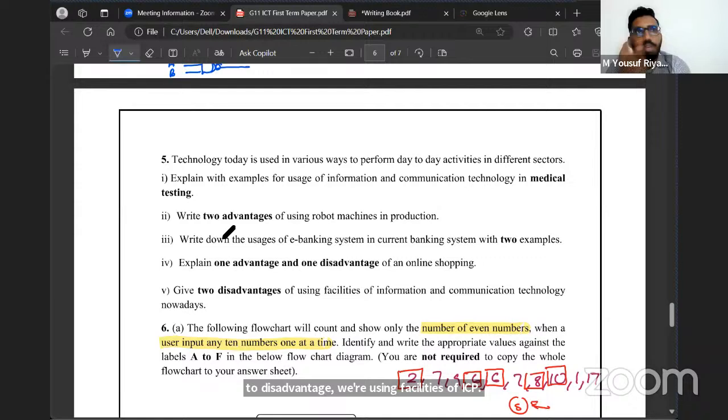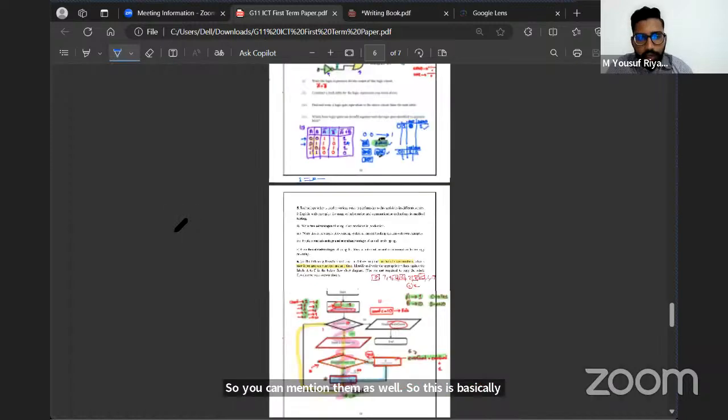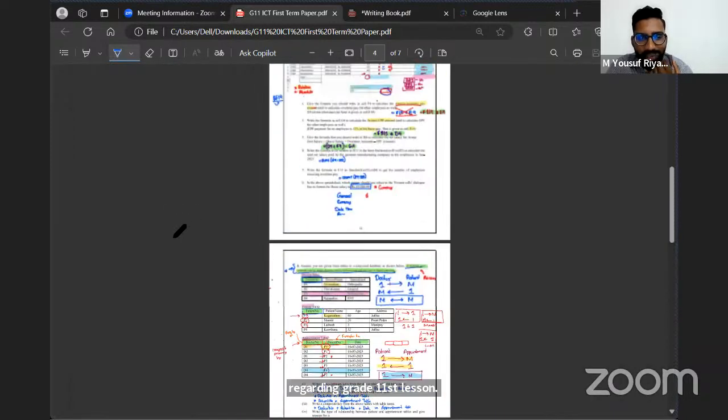Next, give two disadvantages of using the facilities of ICT. One is addiction. You can get addicted to certain things. Apart from addiction, you can get certain health issues when you're overusing, so you can mention them as well. So this is basically regarding the grade 10 first lesson. But overall, we have completed all the questions.